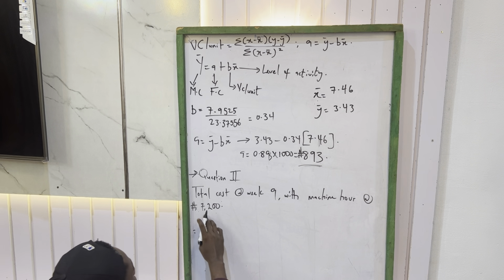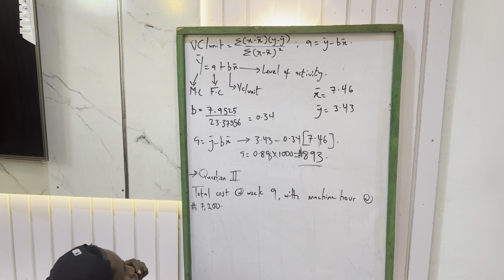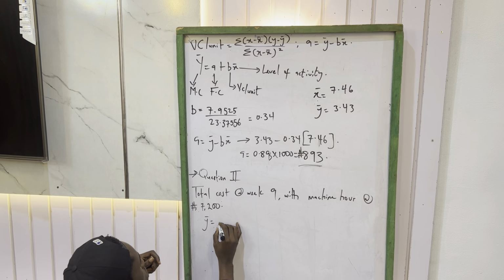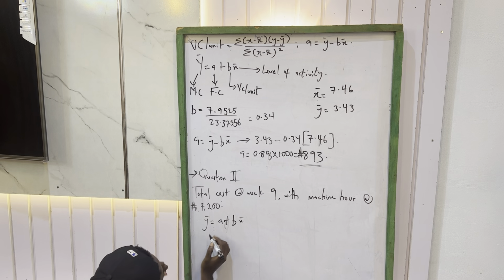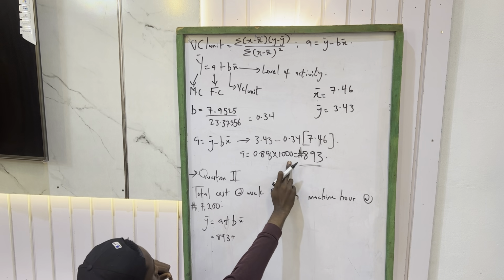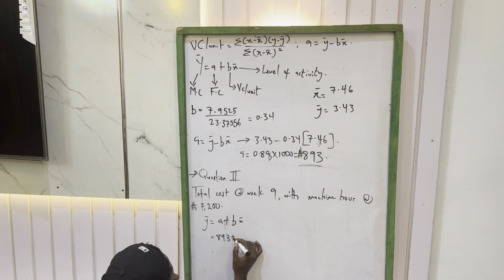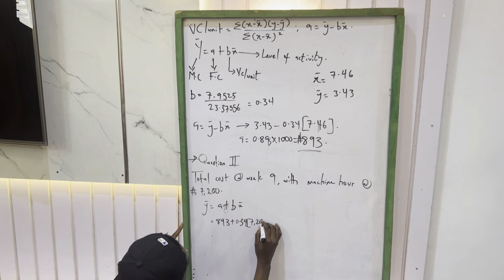So first, let's divide this by 1,000. Let's work with it like that, since it's on a small scale. Remember that our y prime is equal to a plus bx prime. What we're looking for this time is y prime. Our fixed a, which is 893, plus, we are not working with this one since we've already multiplied this one by 1000, we're using this one here, plus b, 0.34, times 7,200.